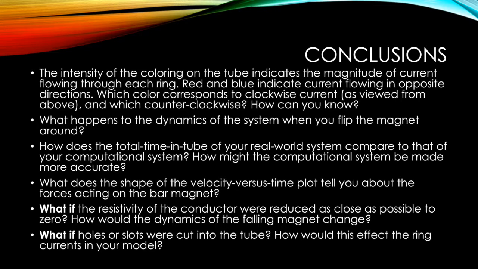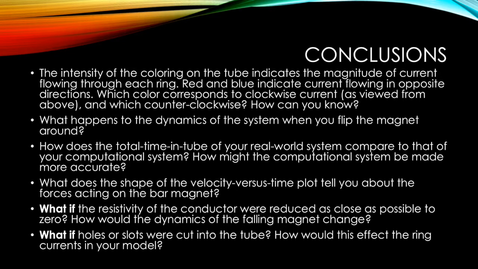The second conclusion is that when I flip the magnet around, the dynamics don't really change, but the magnitude of the charges does change. So the magnitude of the magnetic force changes, which we can see in my experimental data, as while the north side of the magnet is on top falling, the magnet took longer to fall, which would be due to a stronger net magnetic attraction between the magnet and the tube.